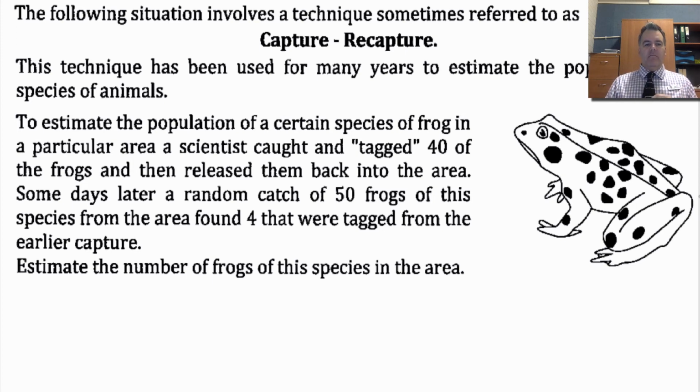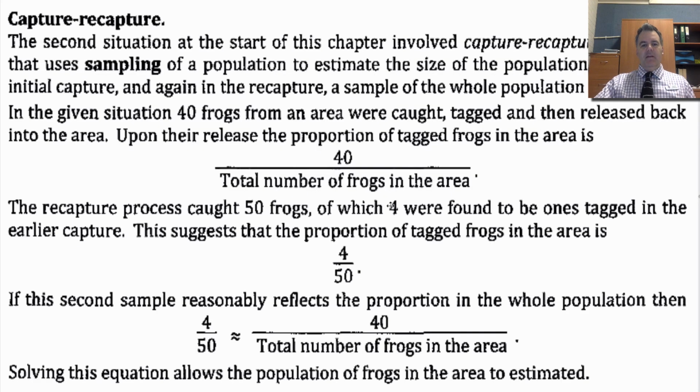Then we go back a number of days later, once the frogs have had time to mix in the population, we catch 50 frogs and find that of those 4 were tagged. So using proportions, we can then give an estimate of what the total population is. So here's the calculation. We're saying that those 40 frogs, the proportion is 40 out of the total number. So we tagged 40 out of the total number of frogs in the area. Once we'd captured 50, 4 out of the 50 were tagged.